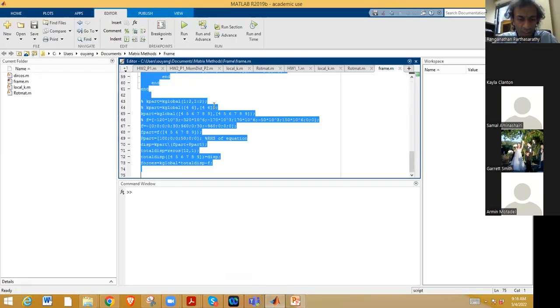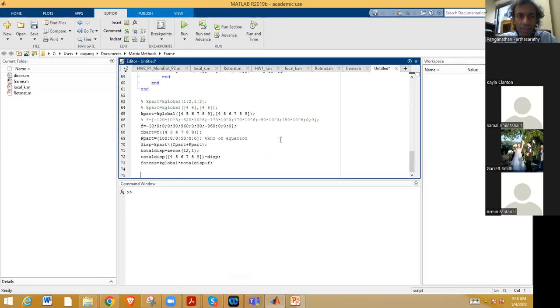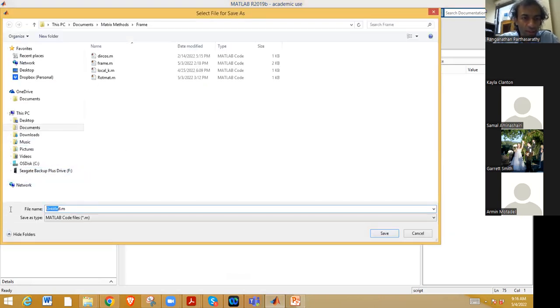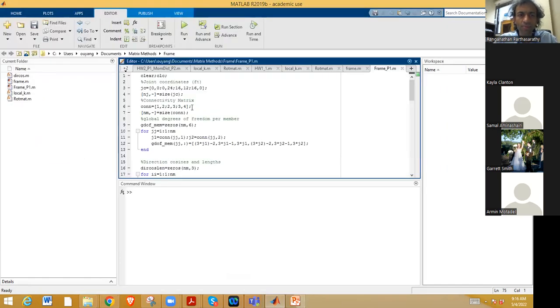Now the same frame file that I sent you all earlier, just make a copy of it and we will save it as frame problem 1. So there is only one problem. So first one is 0, 0. Second one is 0, 10. Third one is 12, 15. Fourth one is 20, 0. Okay. Just a second.